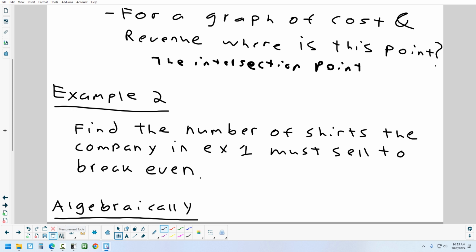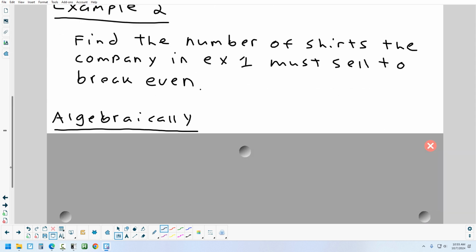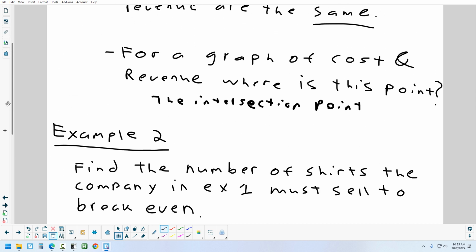And I think that'll be the last, yeah, that's it in that section. That's all that was left. Does everybody have that part? That it's the intersection point?